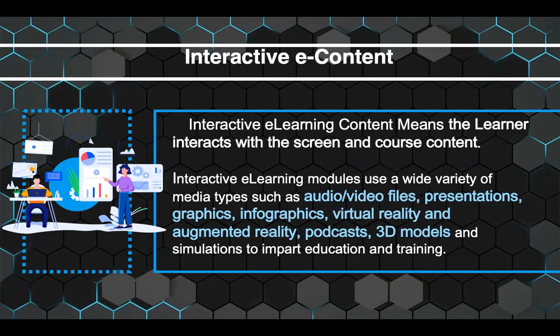Interactive e-learning content means the learner interacts with the screen and the content. If a learner can interact with the screen by cursor or touch screen, or with any course content, this is basically interactive e-learning. Interactive e-learning modules use a wide variety of media types such as video and audio files, presentation graphics, infographics, virtual reality, augmented reality, podcasts, 3D models, and simulations in education and training.